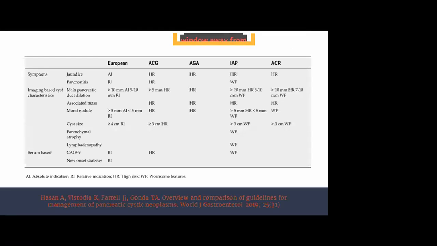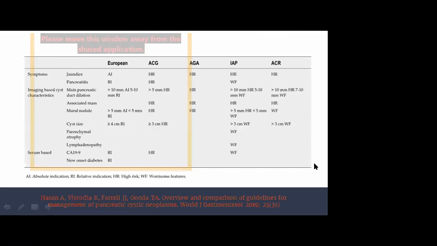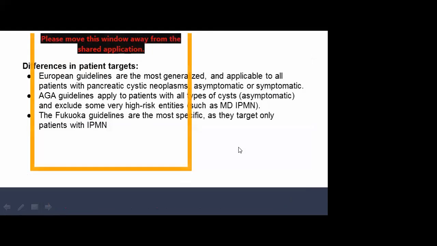So this is a comparison of various guidelines. You can see the variables among different guidelines are different. Coming to the European guidelines, as I already told, this is the only guideline which included CA99. Coming to the difference in the various patient targets, European guidelines are the most generalized guidelines, which are applicable to all patients with cystic neoplasms, both symptomatic as well as asymptomatic.